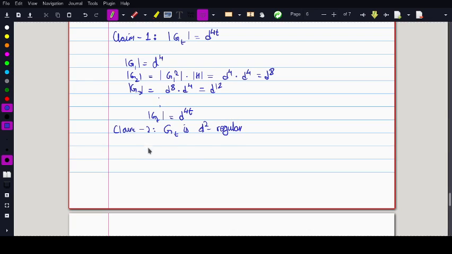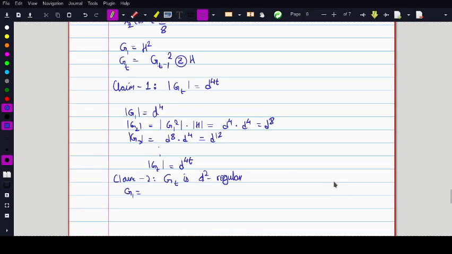And my second claim is that Gt is d square regular. So again, G1 was defined as H square, and we know that squaring a graph increases its regularity, and since H was d regular, this is d square regular. So G1 is d square regular. Now let's say we have G2.